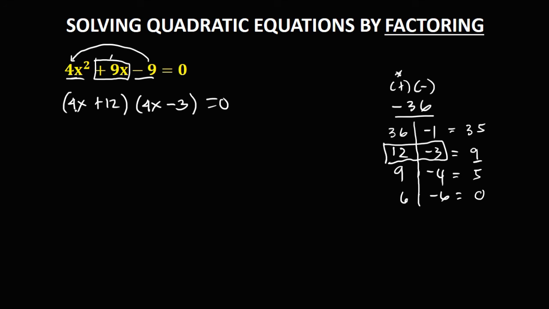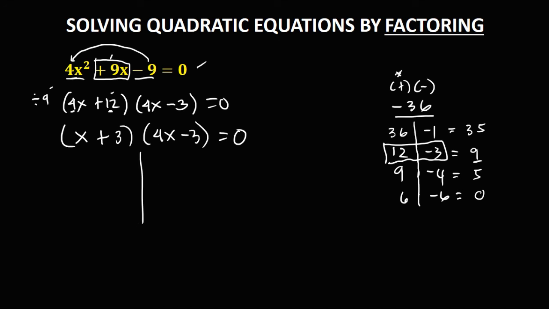But since we can reduce this factor, because 4 and 12 are divisible by 4, therefore 4 divided by 4 is x, plus 12 divided by 4 is 3, then copy 4x minus 3, then equals 0. So these are the factors of this quadratic equation.